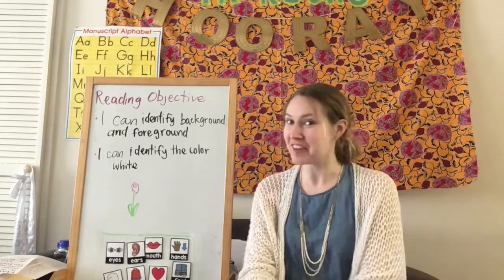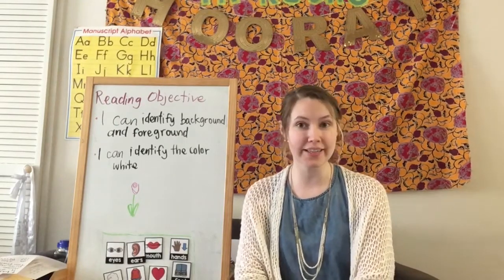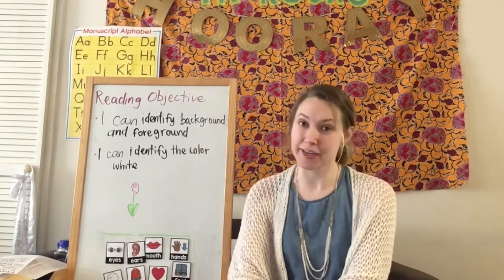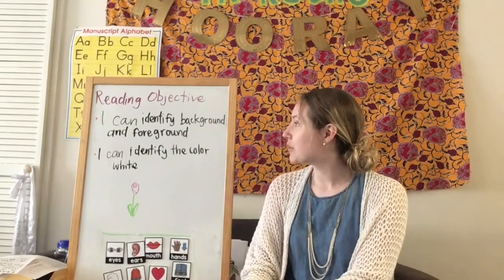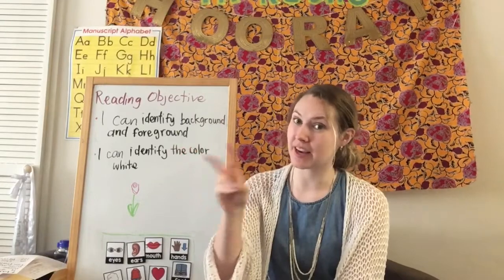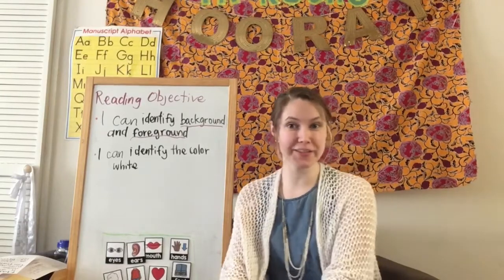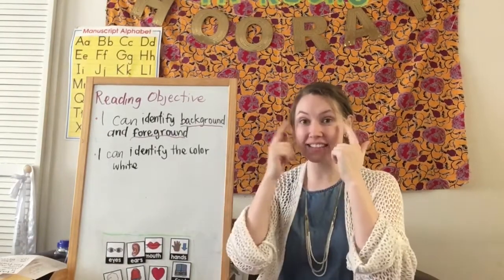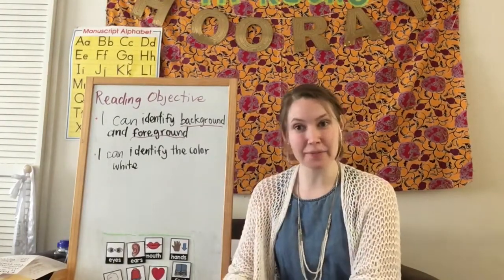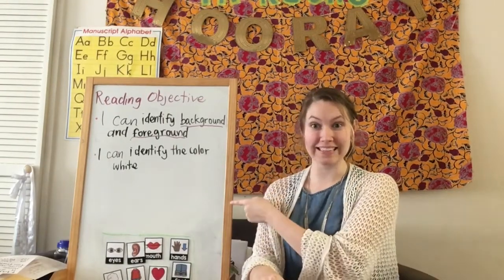We are going to start our fun Friday off with reading. Today, we're going to be working on activity pages 1 and 2 from our Peter and the Wolf activity pages. So let's talk about what our objectives are going to be for these pages. We're going to read over our objectives. We have 2 because we have 2 pages that we're working on, and then we'll get started. Objective is what we are going to learn. I can identify background and foreground. Our second objective is I can identify the color white.